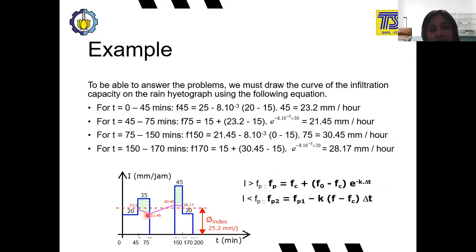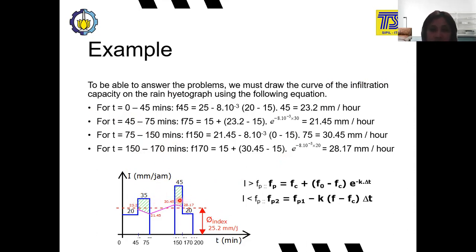But from the graph, we already know that this line will not be crossing this graph because it's too low, so we can leave it like that. We can end it in this time step 170, because if we continue it, this curve of the infiltration capacity will not reach this curve, and it doesn't make any difference for our calculation of the surface runoff.